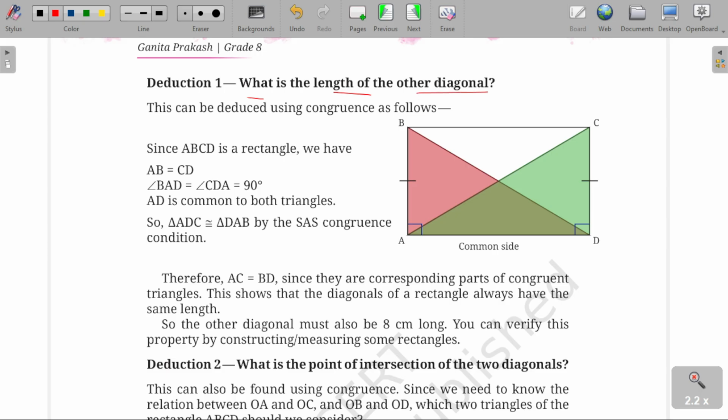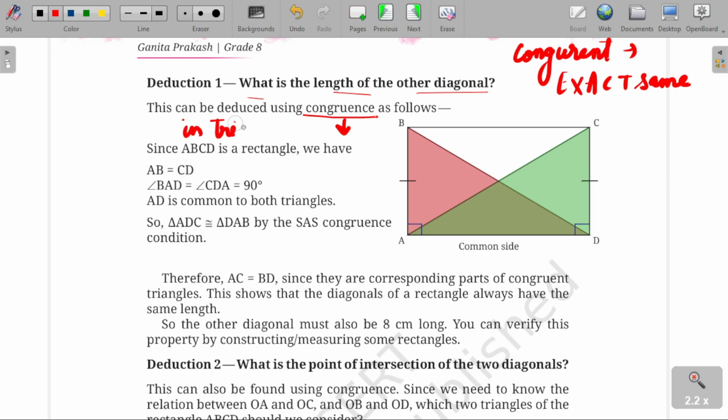Before I start the deduction, I want to tell you about congruences, because we will use the property of congruence here. But before I start this, I want to tell you what is congruent. The word congruent means same, exact same, like a photocopy. And we use these properties in triangles, right?